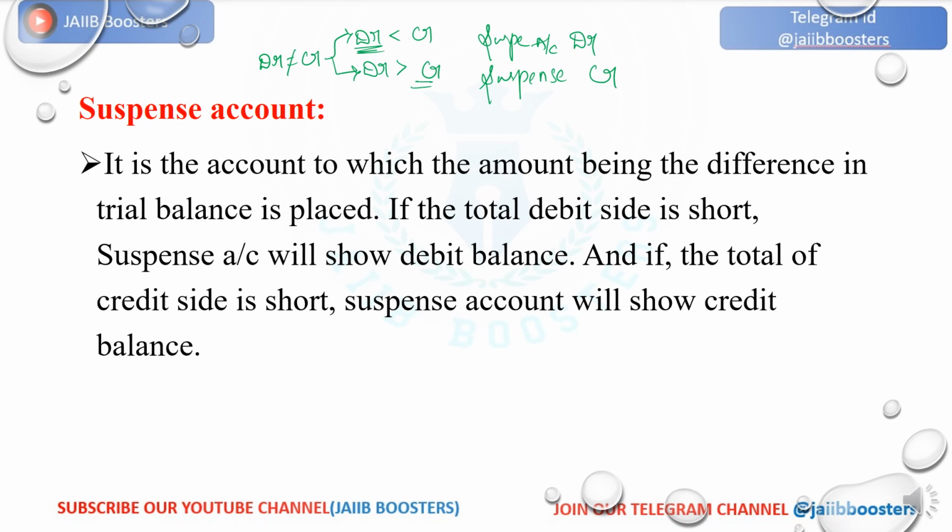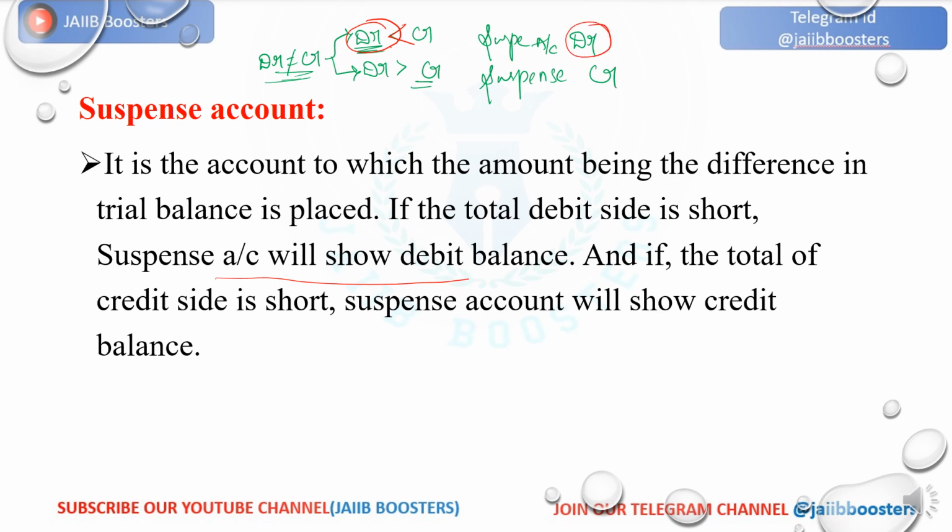It is the account to which the amount being the difference in the trial balance is placed. There will be a difference, right? One side will be higher and the other side will be lower. If the total debit side is short, in this case the debit side is less, so the suspense account will show the debit balance. So here the suspense account is DR.